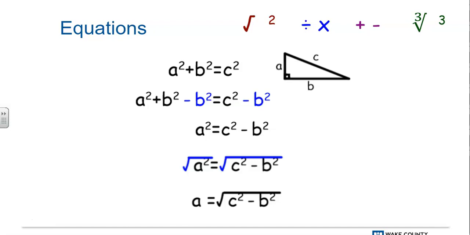Literal equations have multiple variables. The goal in solving a literal equation is to use opposite operations to isolate one of those variables. Solving for a in the Pythagorean theorem so that the equation is set equal to a leg length instead of the hypotenuse is an example of solving a literal equation.